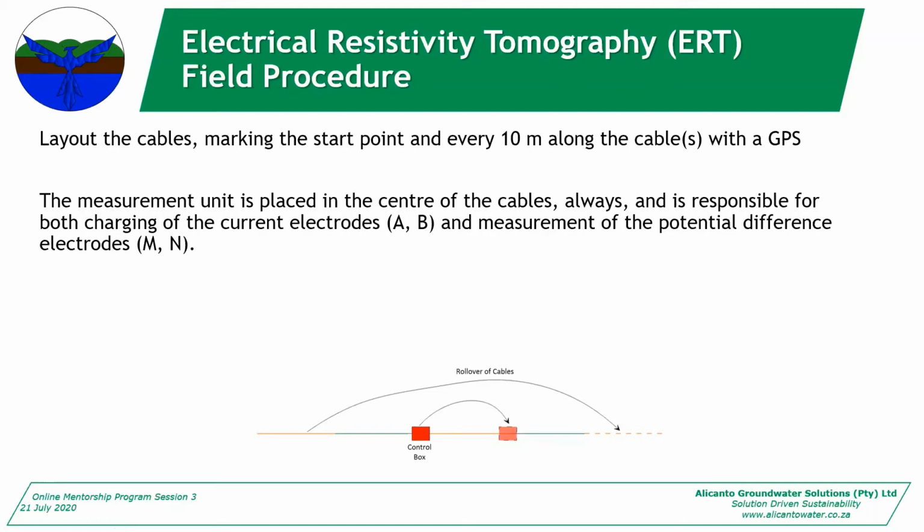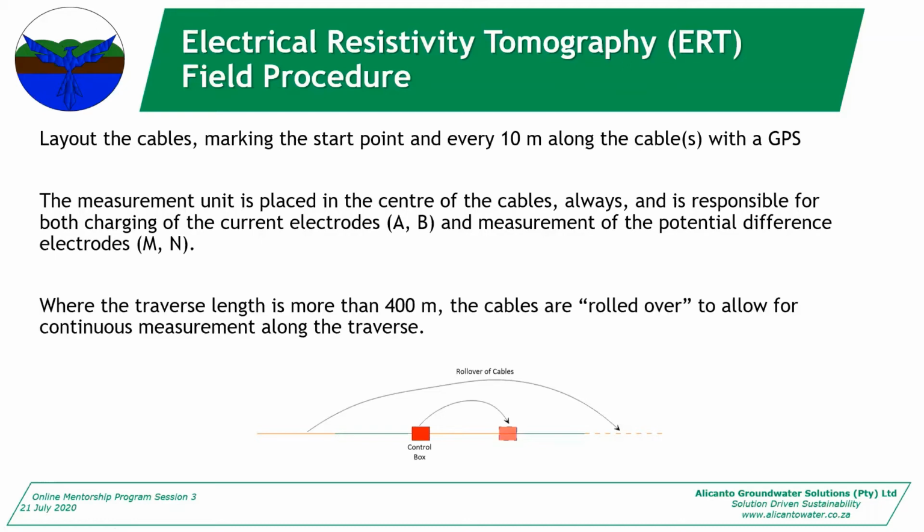And then when you roll over your cables, if you've got a traverse that's more than 400 meters, you roll over the cable, where you take cable 1 and you put it at the end, and you move your control box over. So this configuration will measure there, then the next one will measure there, and that's how you get your long 800-meter, 1,000-meter traverses. Does this make sense to everyone so far?